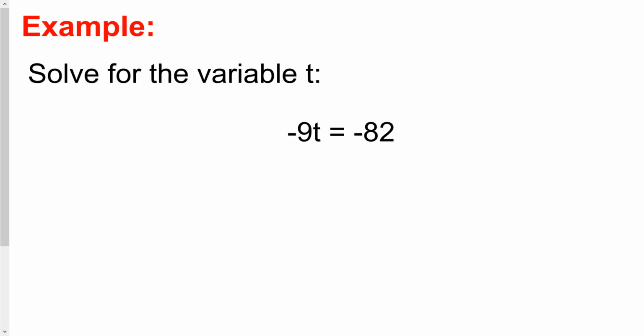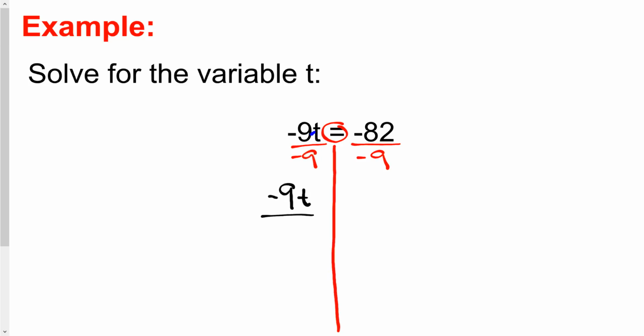All right, so negative 9 times t equals negative 82. How do we undo this multiply by negative 9? Well, we have to divide by negative 9. But whatever we do to one side of the equation, we have to do to the other. So on the left-hand side, I'm left with negative 9t divided by negative 9 equals negative 82 divided by negative 9.